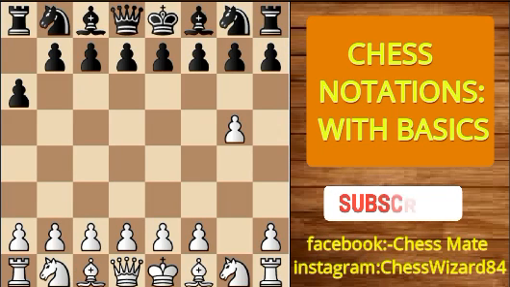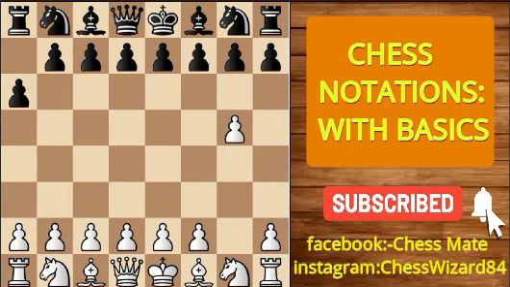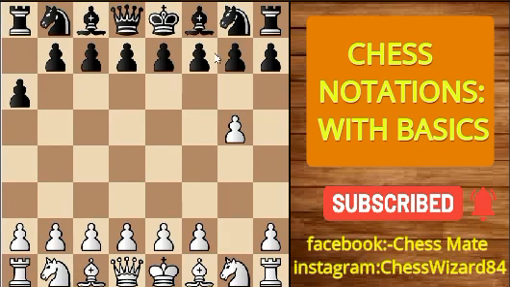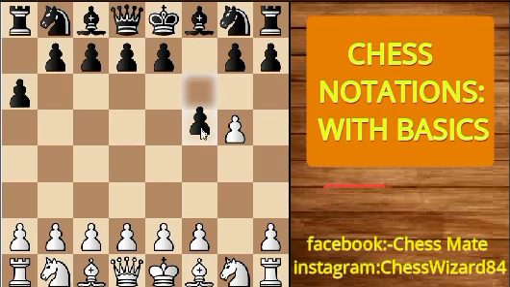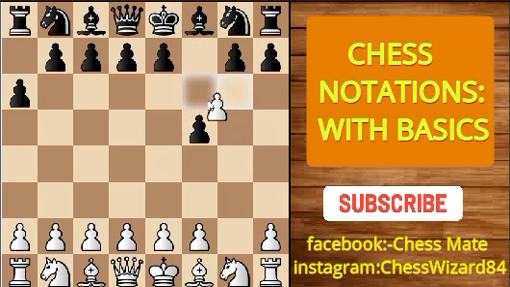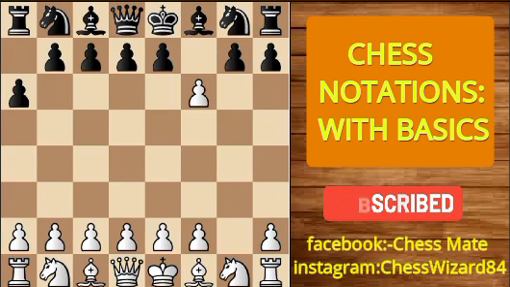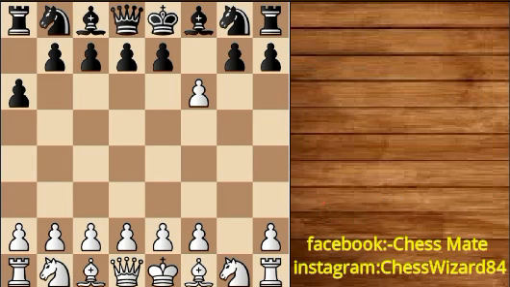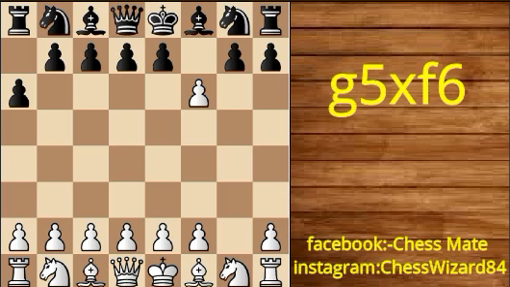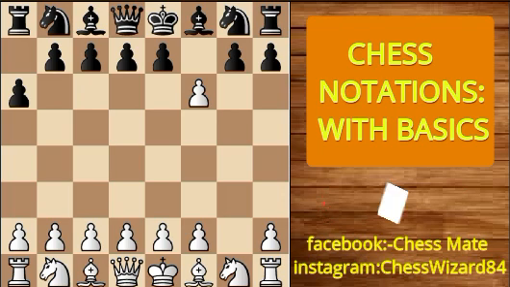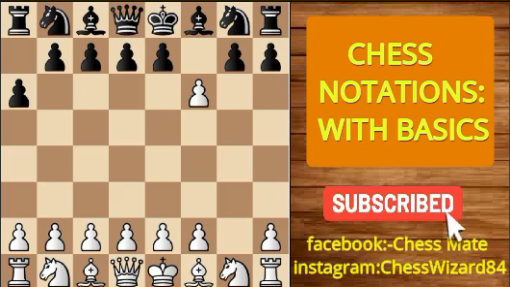Now let's look at en passant. In this position, if black plays pawn to f5, then white has the right to capture this pawn en passant. Therefore, when white takes this pawn, we will go by the same logic as we discussed earlier. We begin with the letter g where this pawn was earlier, followed by a small x for the capture, followed by f6 and not f5 because f6 is the destination square for this white pawn.